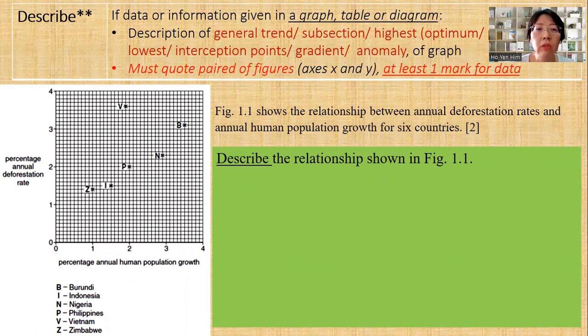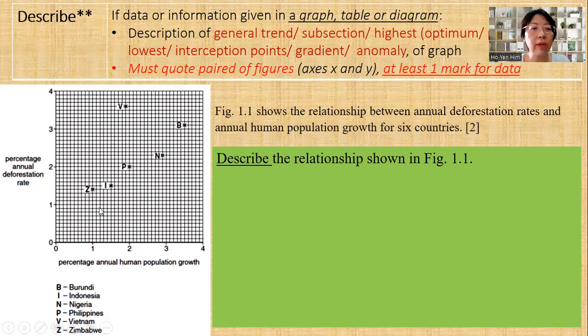Okay, so let's look at the question. Figure 1.1 shows the relationship between annual deforestation rate on the y-axis and the annual human population growth in percentage for 6 different countries, right? The countries are all stated here. The question asks the student to describe the relationship shown in figure 1.1. So describe the relationship, that means the relationship between the y-axis and the x-axis for these 6 countries.